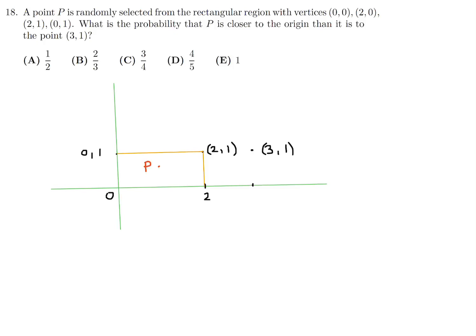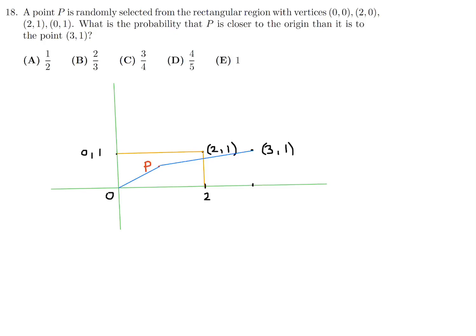So if we connect the dots again, let's say the origin is here. So P to the origin is there, like that. And P to the point 3, 1 is like that. They're saying, what is the probability that P is closer to the origin than it is to point 3, 1?